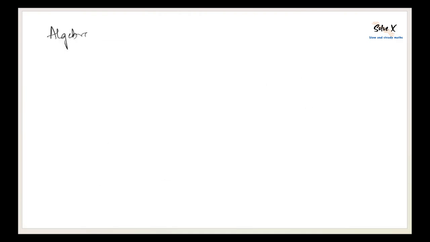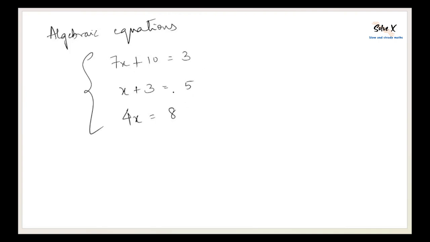So what are algebraic equations then? 7x plus 10 is equal to 3. x plus 3 is equal to 5. 4x is equal to 8. All these are algebraic equations. So why do I call them algebraic equations? Because there is an equality sign involved.